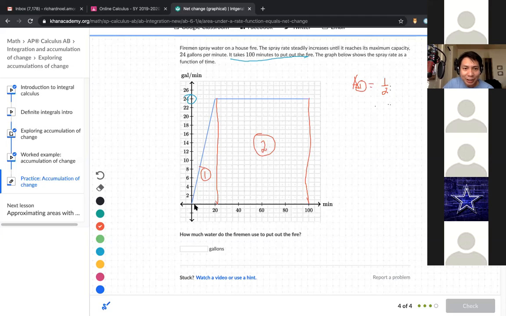Our base is, what's our base, guys? 20. Our height is? 24. So, what's 1/2 of 20 times 24? Half of 20 is 10, and 10 times 24 is 240.